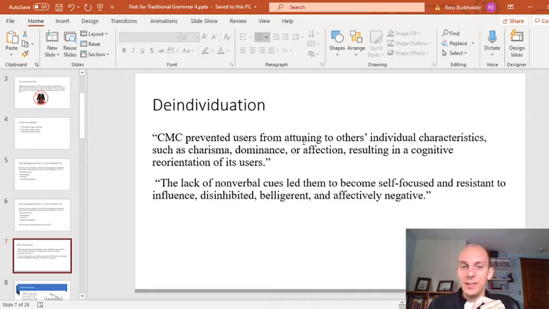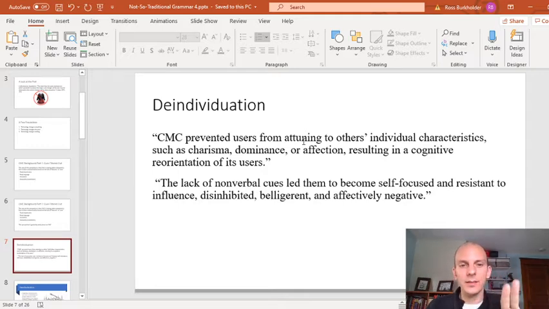And this happens largely in two ways. Here I'm on the second quote. This lack of nonverbal cues leads people to become de-individuated such that they become self-focused. So two things happen. One, when I can't tell who you are, I can't hear you, I can't see you, I start to treat you less like a person. It's really easy to dehumanize others when in this de-individuated state. That's one effect of it.